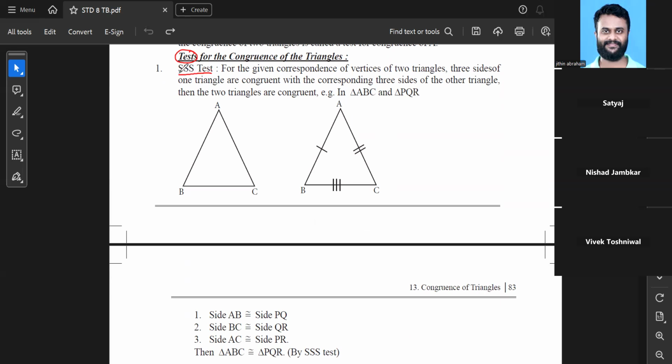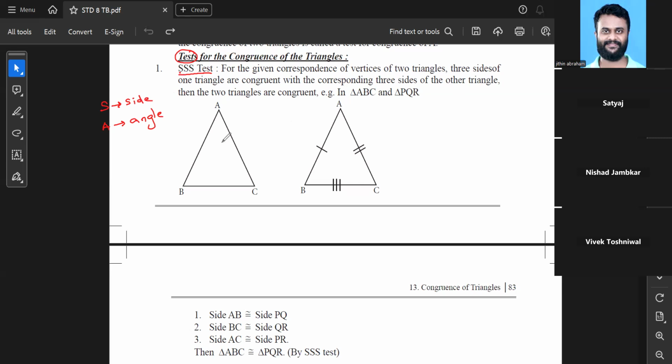One thing is clear here. S stands for side, and A means angle. That's it. So here, 3 S means you have to check all 3 sides and nothing else. That means for the given correspondence of vertices of 2 triangles, if 3 sides of one triangle are congruent with the corresponding 3 sides of the other triangle, the 2 triangles are congruent.